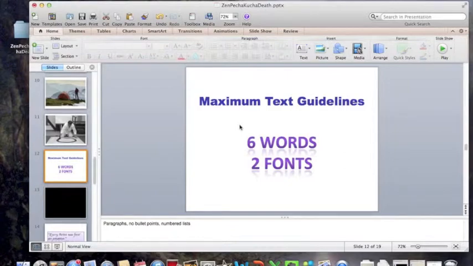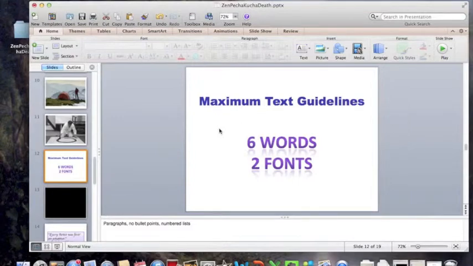I do say stick with two fonts. More than two fonts gets too busy, and you start to confuse your audience, and they're starting to wonder about fonts. The current belief is no paragraphs. Please do not put a paragraph up there.